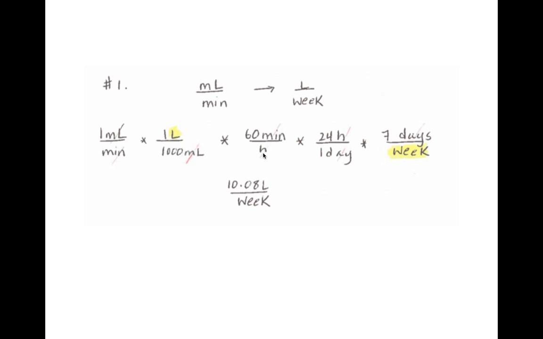And then I change the hours, and I know that 24 hours is 1 day. And then I change the day into weeks, and I know that 7 days is equal to 1 week. And so I get rid of the days. So if you take a look at the units that are left, you have liters and you have weeks. And when you take all those numbers on the top and multiply them together and divide them by the numbers on the bottom, you get an answer of 10.08 liters per week.